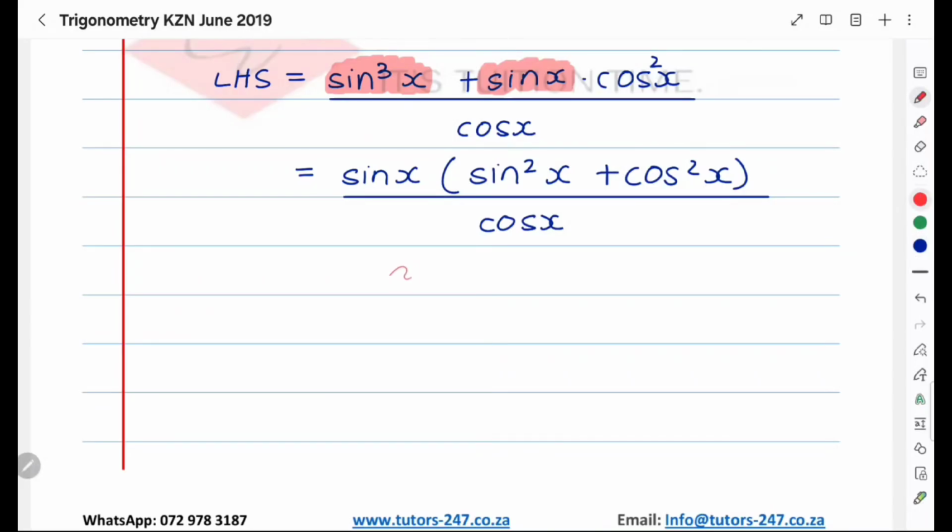Now, from here, take note that sine squared x plus cos squared x is equal to 1. That is an identity.